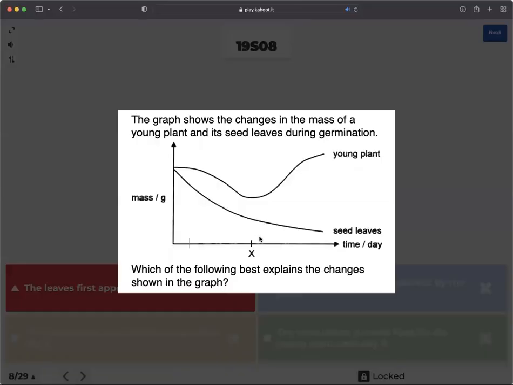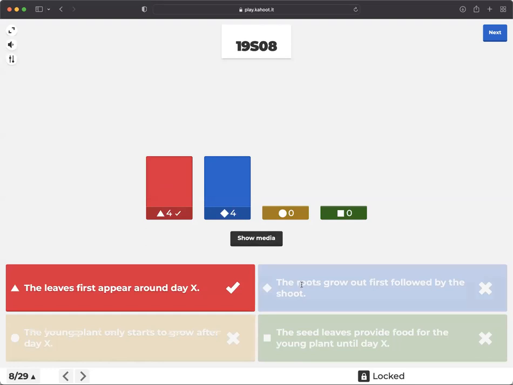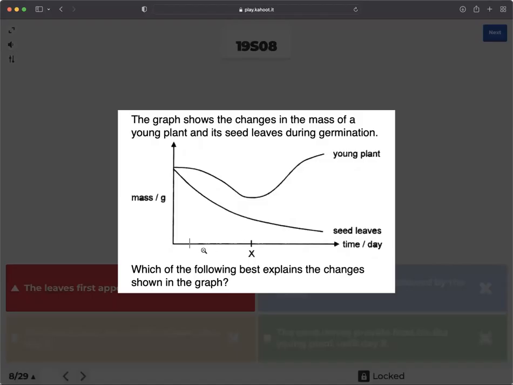Okay, let me go through this question, all of you. The graph shows a change in the mass of a young plant and its seed leaf during germination. So this is the mass of the seed leaf. Four of you chose blue: the roots grow out first, followed by the shoot. Can you tell from this graph?